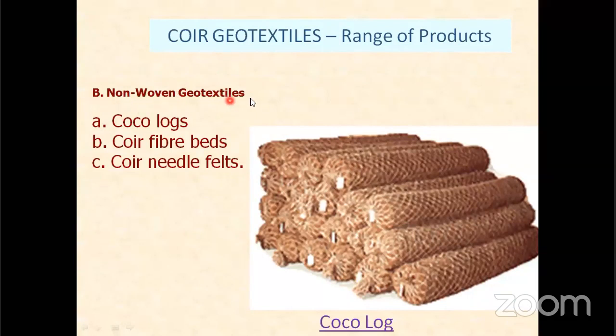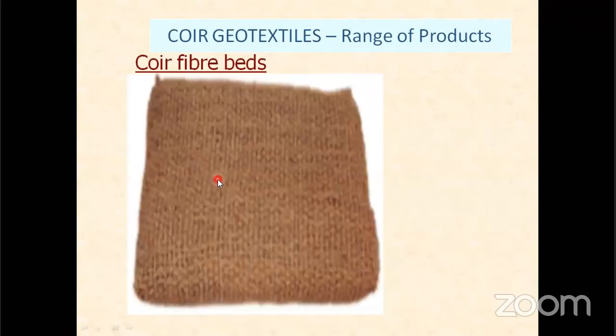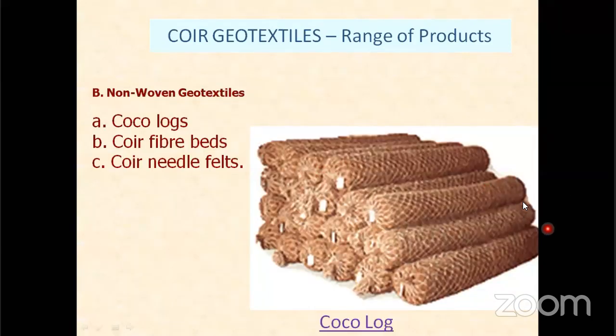This is a non-woven coir geotextile. The first one I have shown is a coco log. It's a very interesting material product. It is shaped like a wooden log, with coir fiber thickly filled inside this tube-shaped coir netting. You can see the coir netting, and inside that coir fibers are filled.